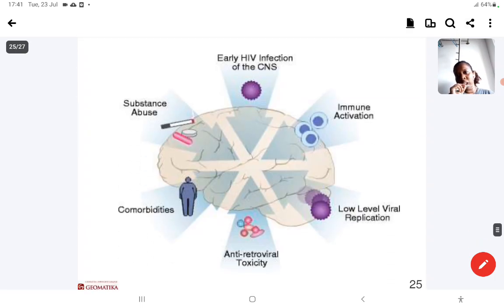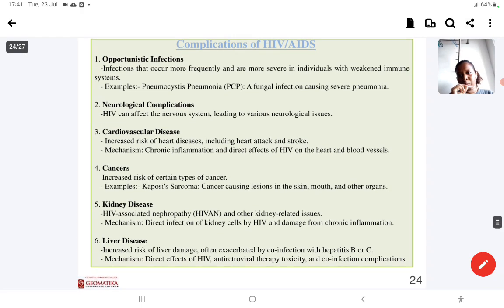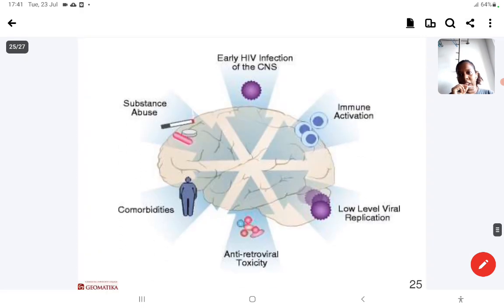Okay, this one is the neurological complication. Just now we discussed neurological complication, right? So this picture clearly explains the neurological complication. First is early HIV infection of the CNS, and then immune activation, then low-level viral replication, antiretroviral toxicity, comorbidity and substance abuse.